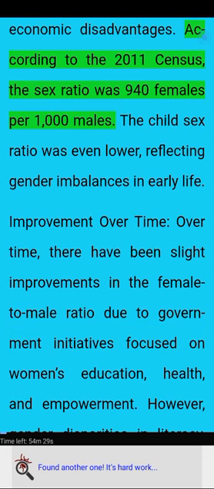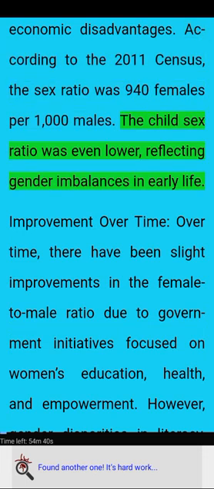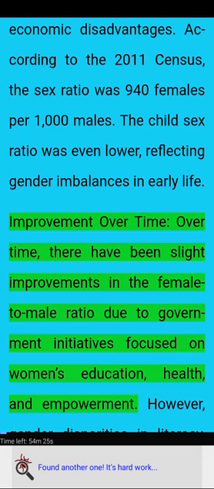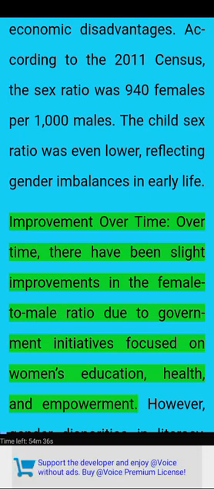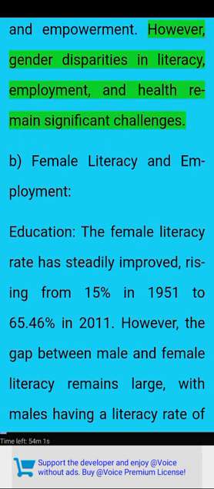According to the 2011 census, the sex ratio was 940 females for 1,000 males. The child sex ratio was even lower, reflecting gender imbalances in early life. Improvement over time: there have been slight improvements in the female to male ratio due to government initiatives focused on women's education, health, and empowerment. However, gender disparities in literacy, employment, and health remain significant challenges.